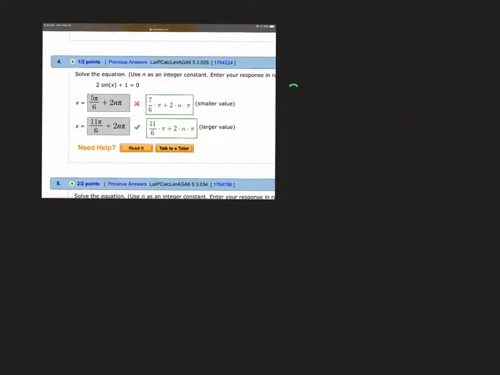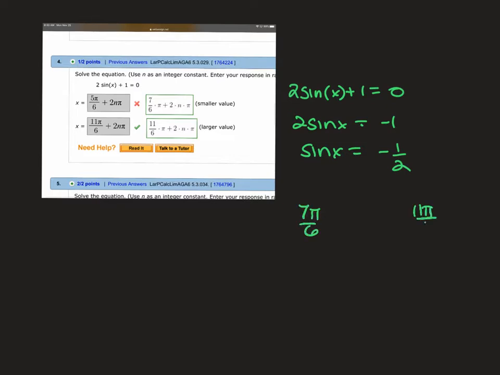4, solve the equation 2 sine of x plus 1 equals 0. I'd get 2 sine of x equals -1, sine of x equals -1/2. This time it didn't give me my interval, so I'm looking for where it happens on the circle for sine, but then I'm going to add 2n pi. So sine is -1/2 in the third and fourth quadrant, and it's where it's the over 6s. So it's 7 pi over 6, and it's 11 pi over 6, and to each of these I'm adding 2n pi.